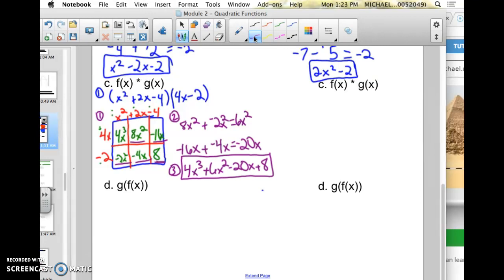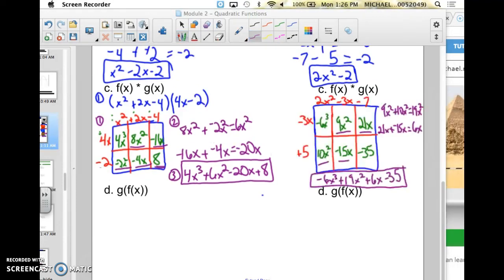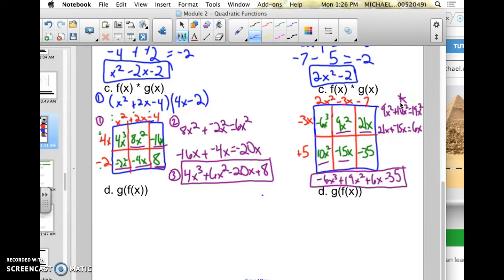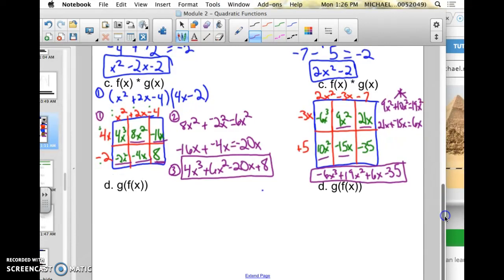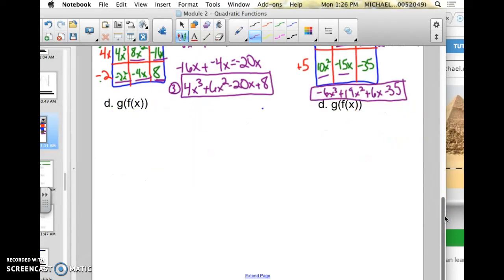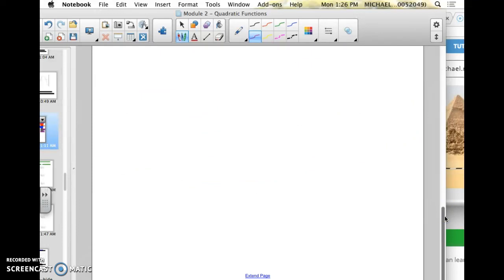All right, go ahead and pause the video and try this one on your own as well, multiplication. Example C correctly, multiplying two polynomials, you should have gotten negative 6x cubed plus 19x squared plus 6x minus 35. Keep in mind combining like terms here. All right, last example of the video. Thank you so much for watching so far.